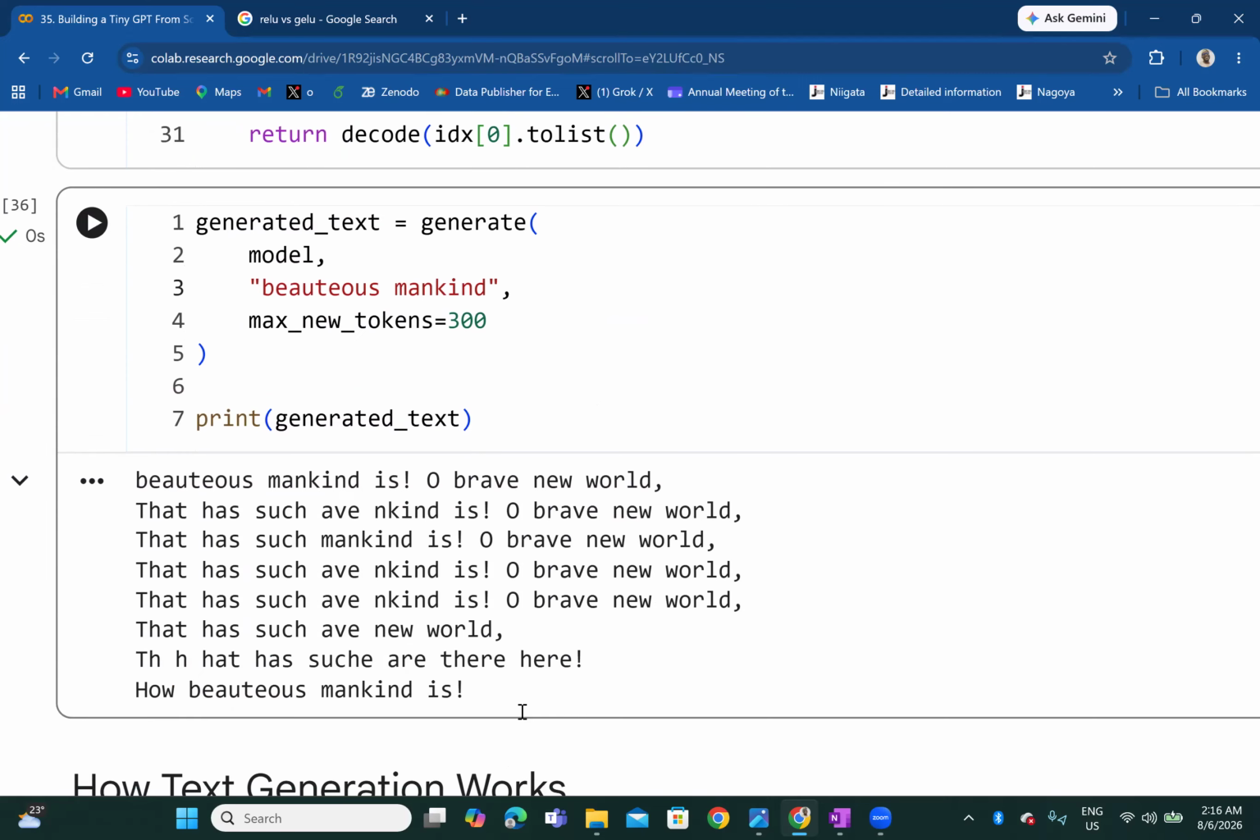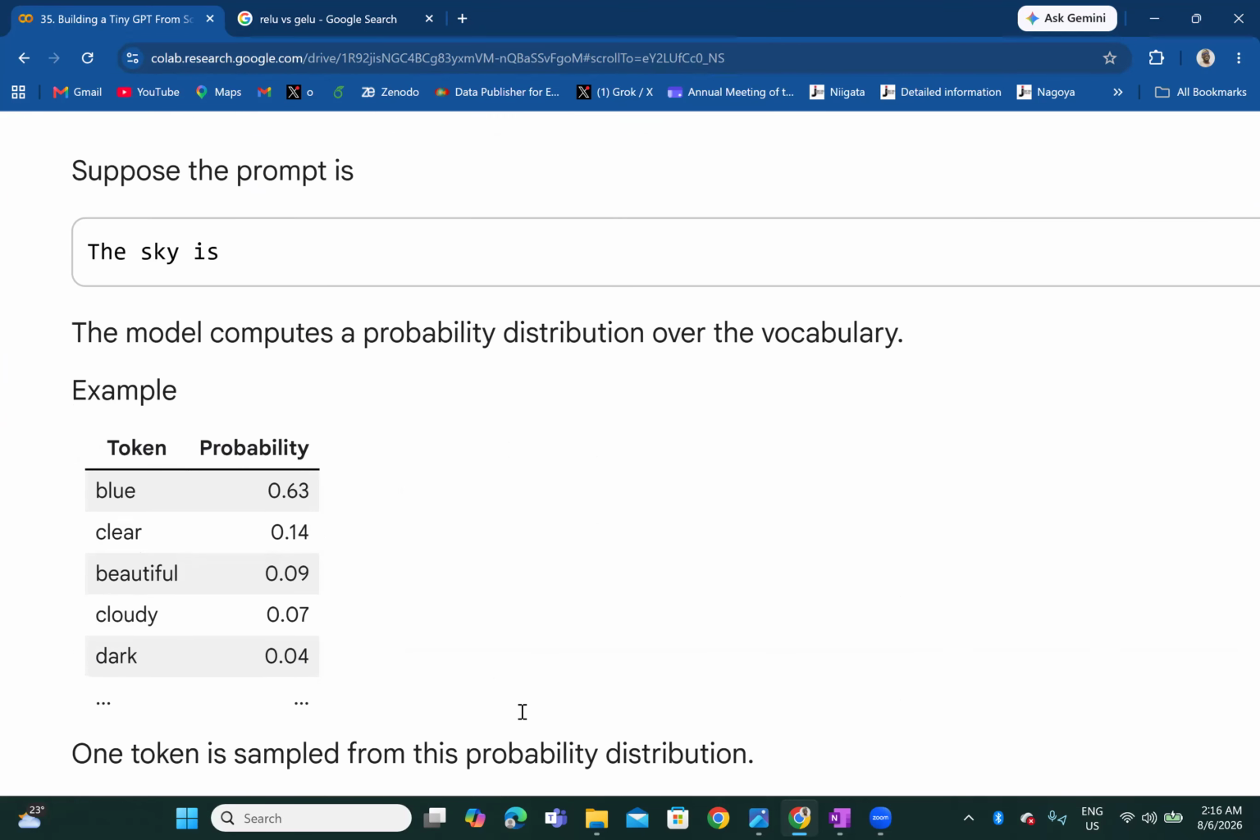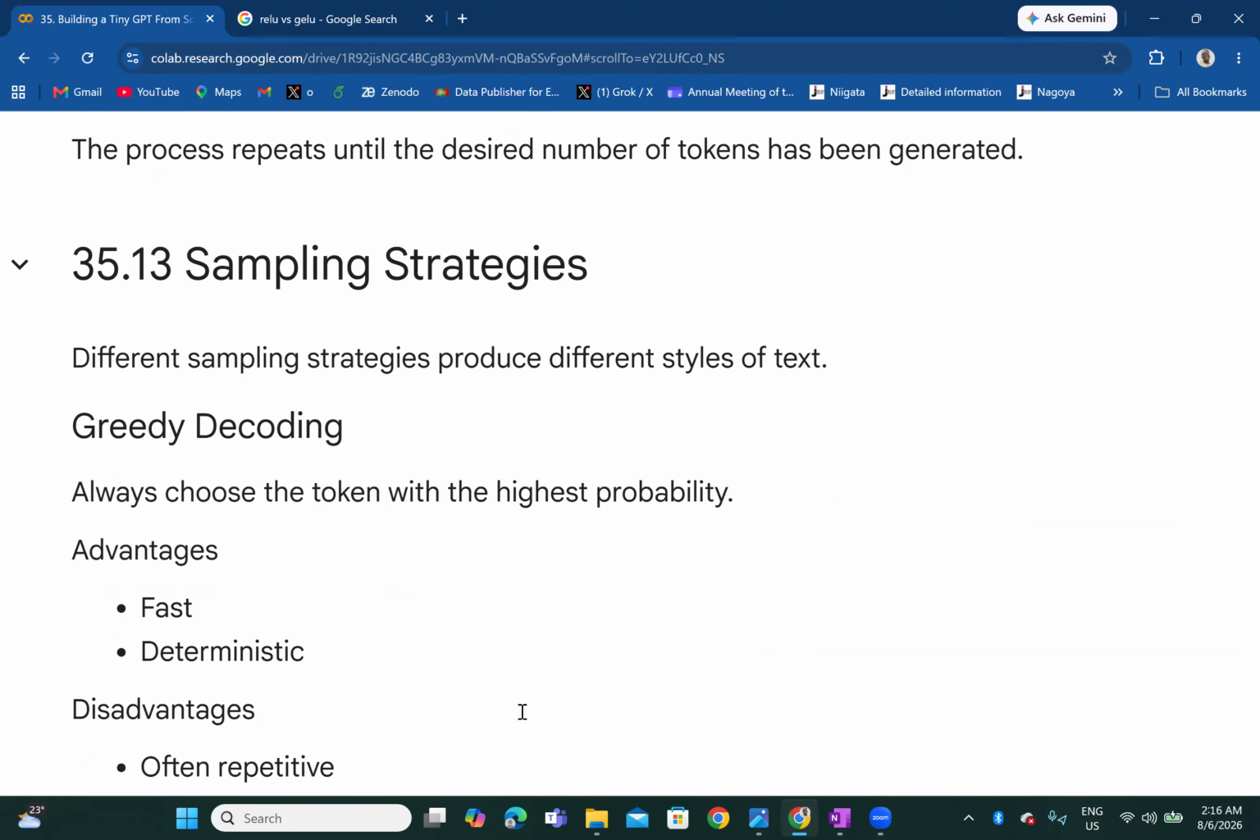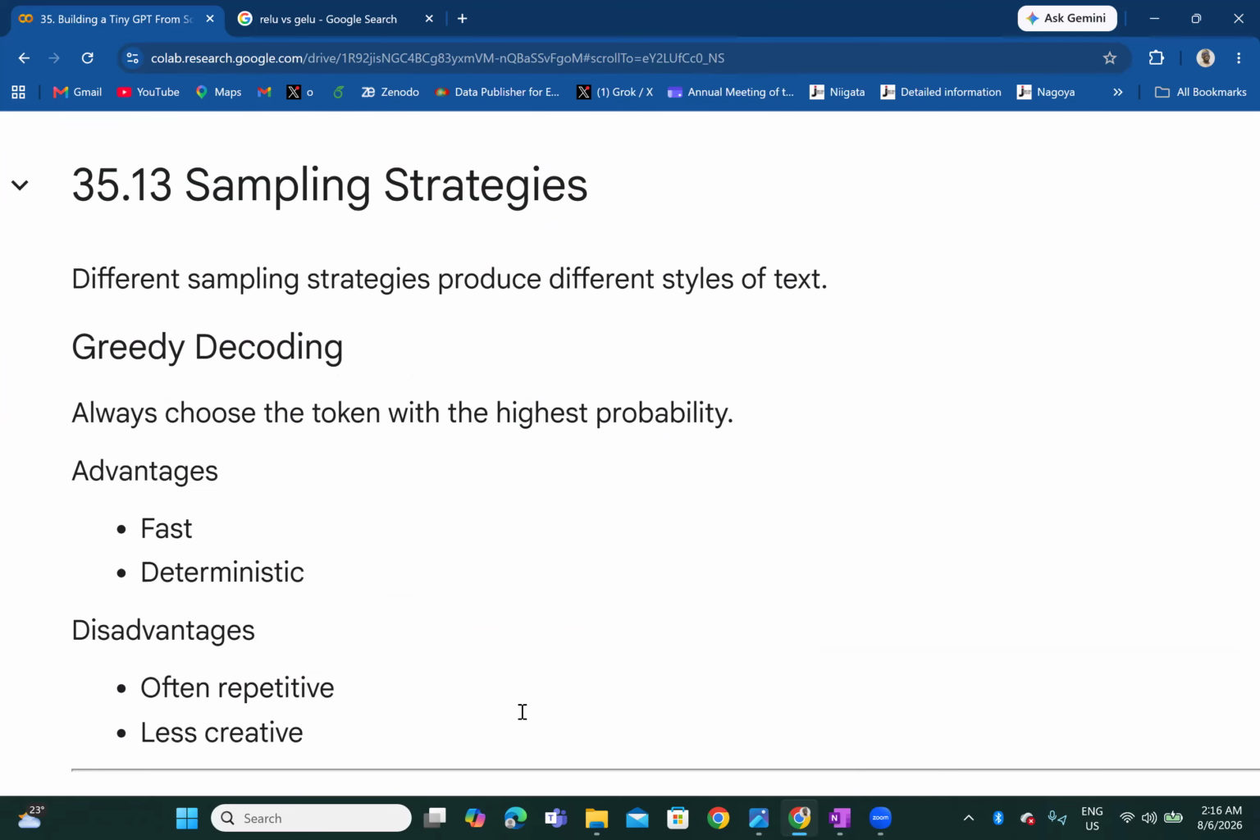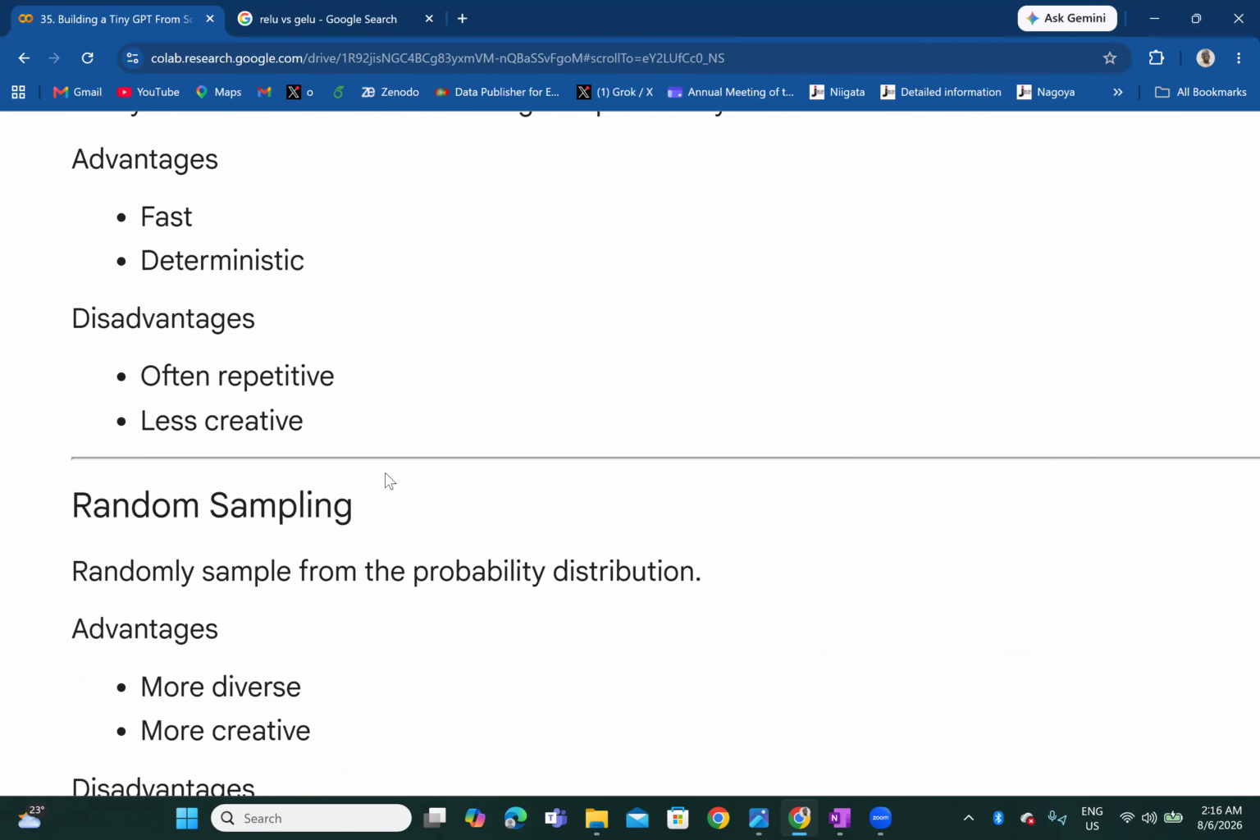So beauteous mankind is exclamation, oh brave new world. That has such have unkind, blah, blah, blah. So that's what is happening right there because of the GPT trying to just pick things randomly. Those are some sampling strategies we know.